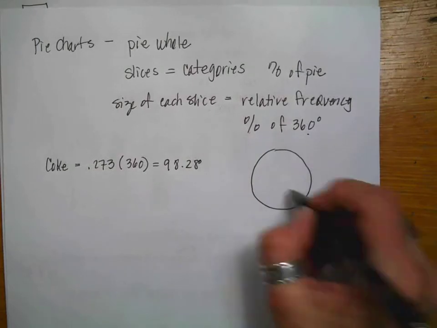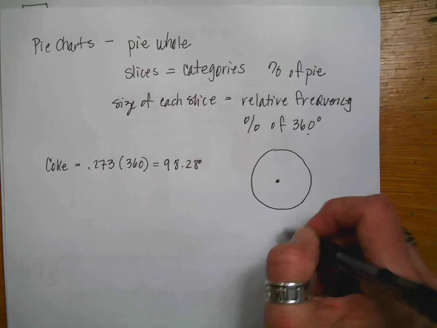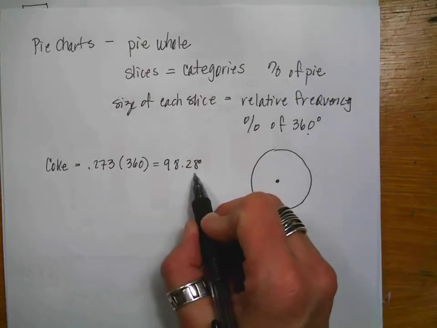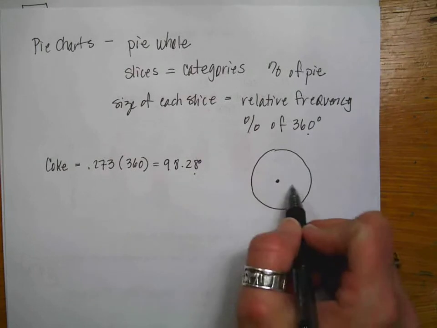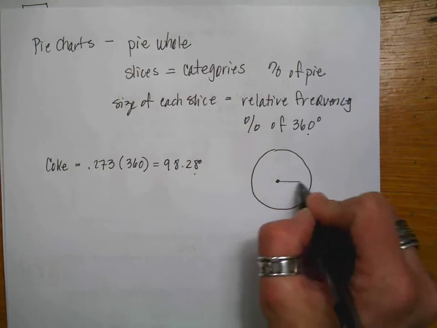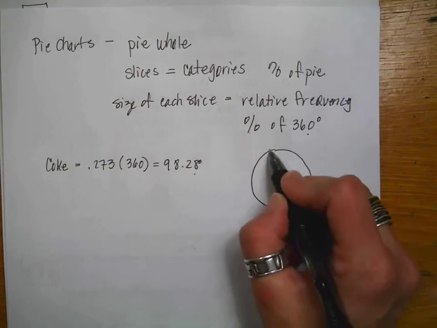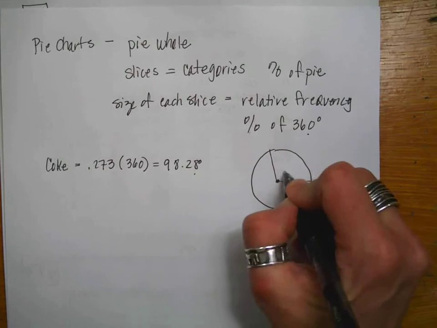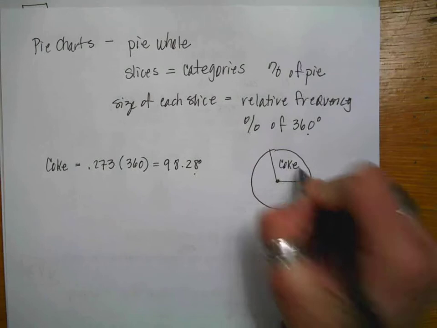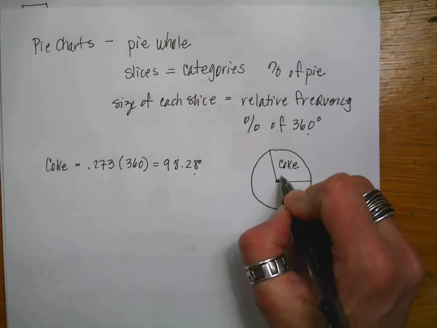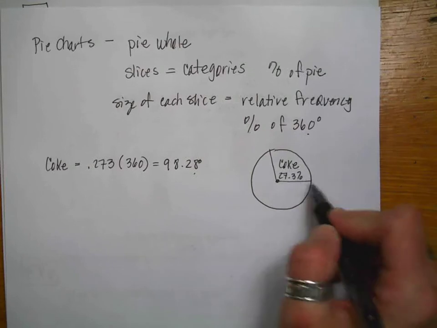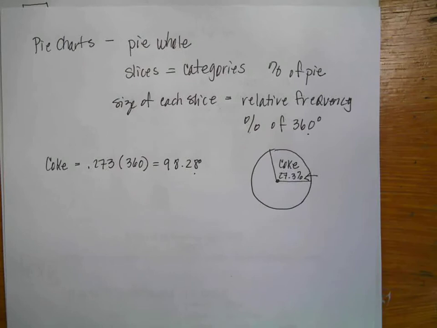So as I drew my pie chart, and I'm going to show you a nice one in a minute, I would have a center point, and then I would use my protractor to measure out 98.28 degrees, and I would draw that on my circle. Okay, and 98 is just a wee bit past 90, so maybe if I had started here and I went to here, that would be the 98 degrees. I would label this with Coke. Okay, and then I would put its percentage on there as well, which was 27.3%.